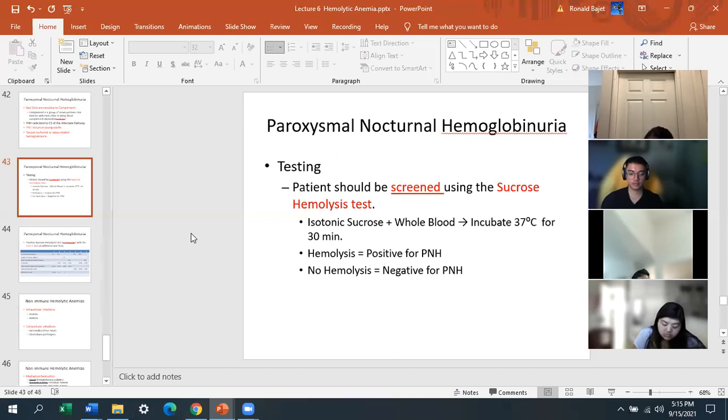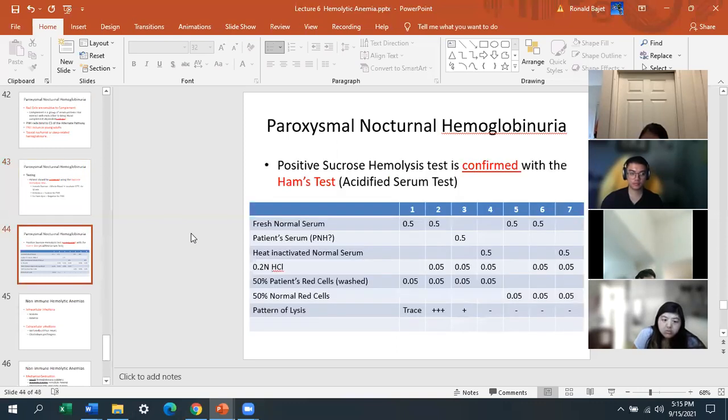So when you have a screen that's positive, you have to go do a confirmation test. And the confirmation test is the HAMS test, which is an acidified serum test. The HAMS test uses hydrochloric acid, 0.2 normal HCl. In this test, you're going to use the patient's blood and mix it with hydrochloric acid. And then if you continue to see hemolysis, then now it's confirmed.